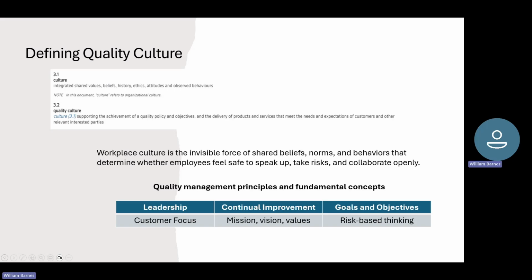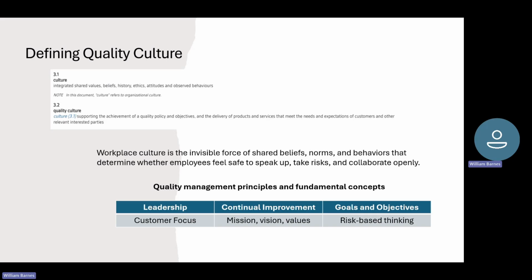Let's get started with a deeper dive into ISO 10010-2022 by first looking at definitions of culture and quality culture. Let's begin to see the alignment to my statement attributable to Amy Edmondson in the first session. This workplace culture is the invisible force of shared beliefs, norms, and behaviors that determine whether employees feel safe to speak up, take risks, and collaborate openly. Okay, she put that together completely outside of the ISO world.